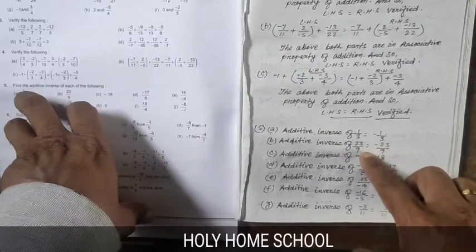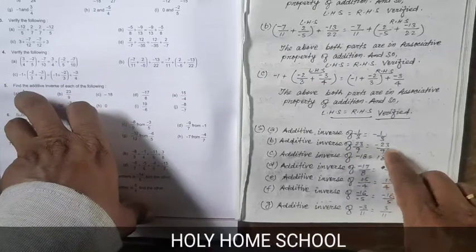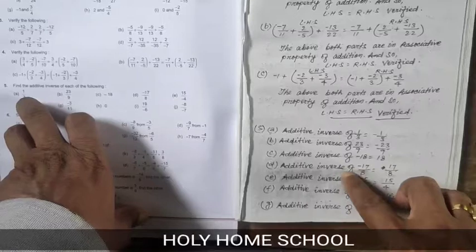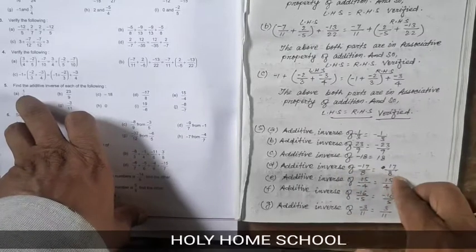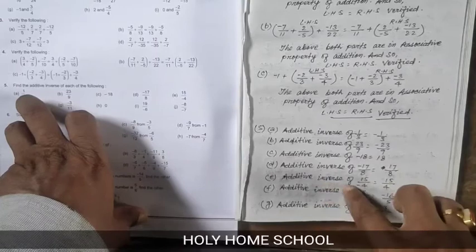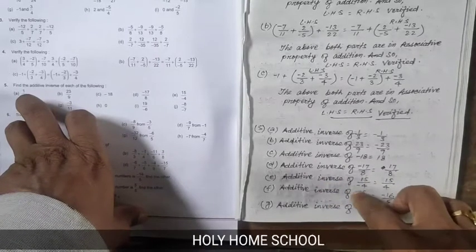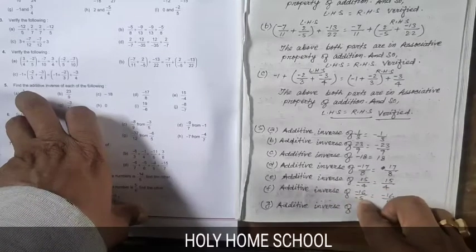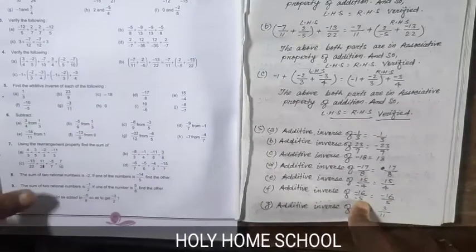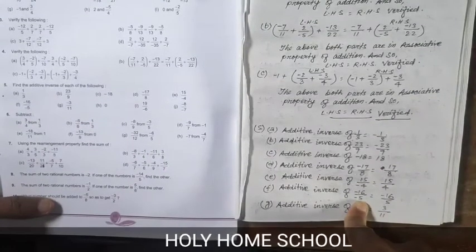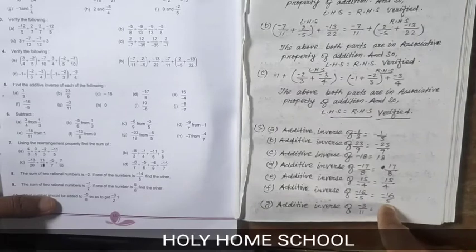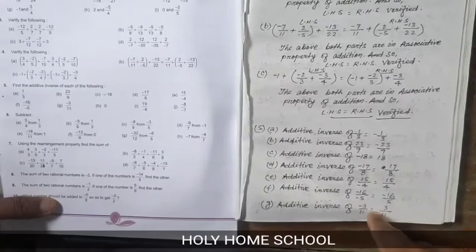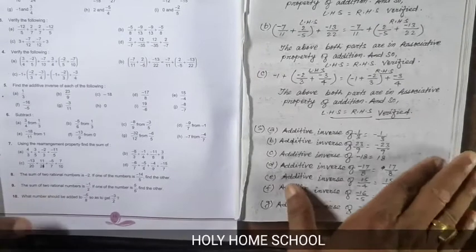Additive inverse of 23 by 9 equal to minus 23 by 9. Additive inverse of minus 18 equal to 18. Additive inverse of minus 17 by 8 equal to 17 by 8. Additive inverse of minus 15 by minus 4 equal to minus 15 by 4. Additive inverse of minus 16 by minus 5. Here if you observe, minus 16 by minus 5 will be positive, so the additive inverse of this will be minus 16 by 5. Additive inverse of minus 3 by 11 equal to 3 by 11.